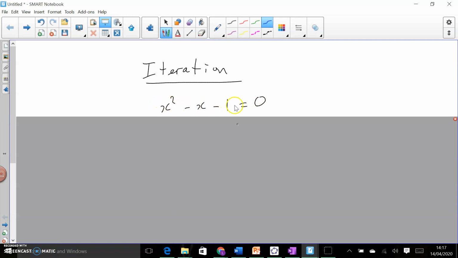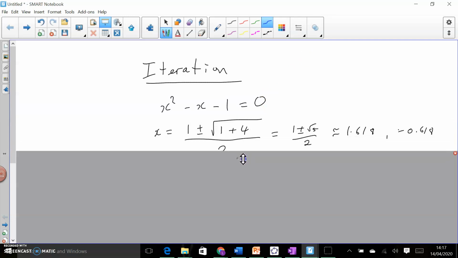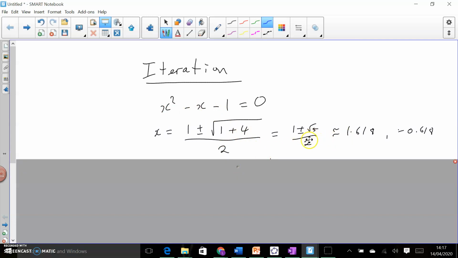This equation is a quadratic equation. Now, we all know how to solve a quadratic equation. We could use the formula in this one, and we'll get two solutions. x equals minus b, which is 1, plus or minus the square root of b squared minus 4ac, which is minus 4, divided by 2, and that gives us two solutions, 1 plus or minus root 5 over 2, which is approximately 1.618 or minus 0.618.